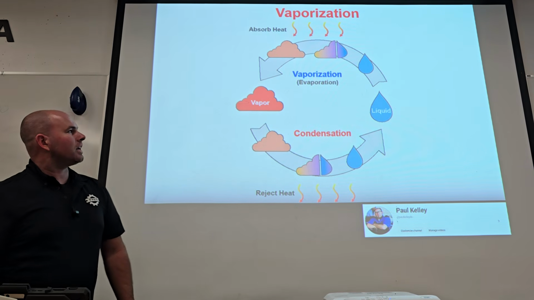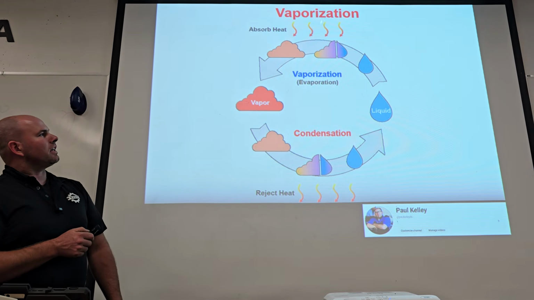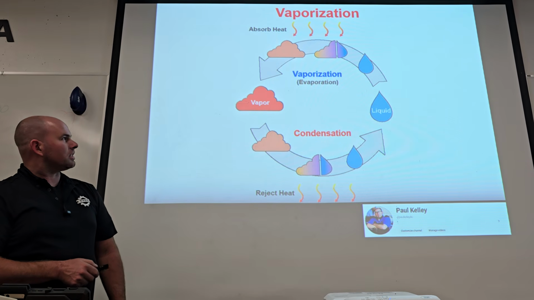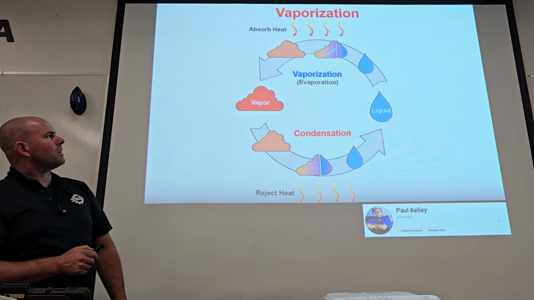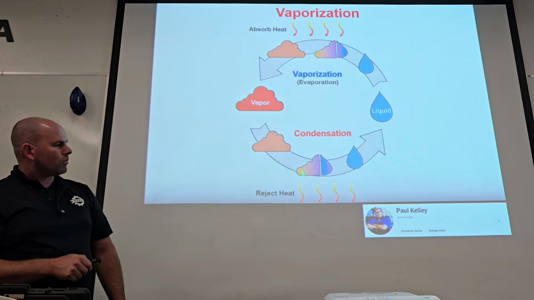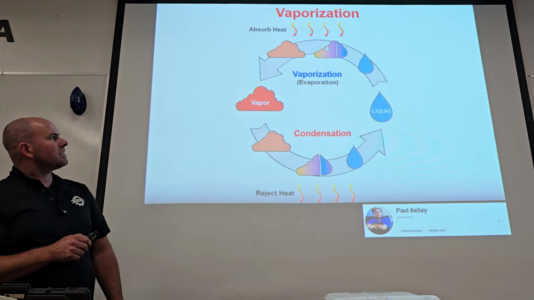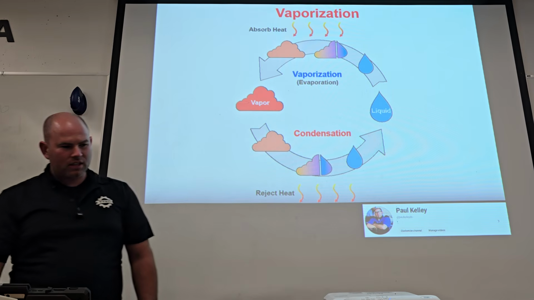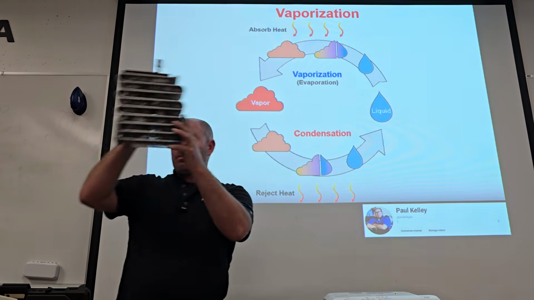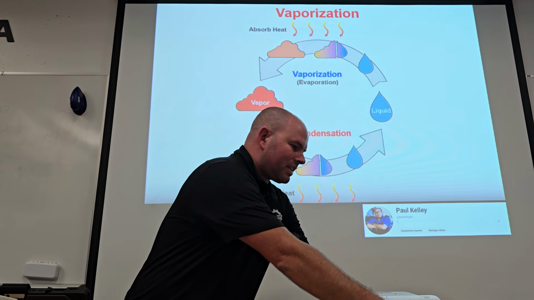You guys understand when it vaporizes, it absorbs heat. When it condensates, it rejects heat. Or evaporation would be another way to say this. The evaporator absorbs the heat. The condenser rejects the heat, right? So this thing absorbs heat. This thing rejects heat. In other words, this thing absorbs heat. It's in the cabin. This thing rejects heat.